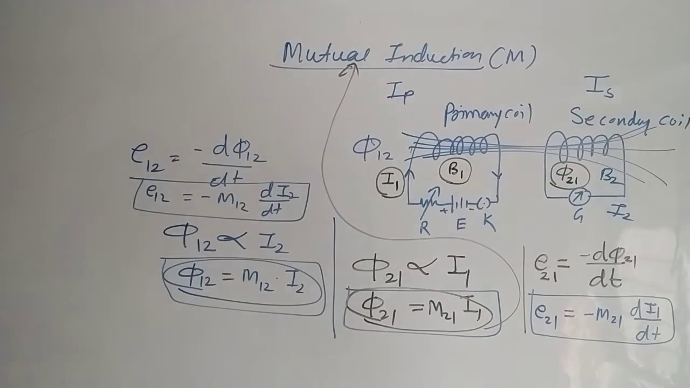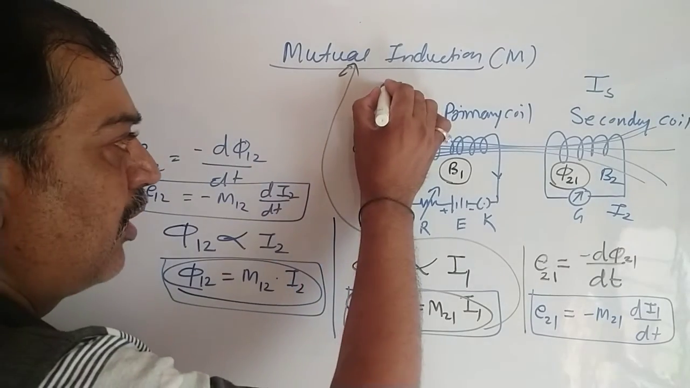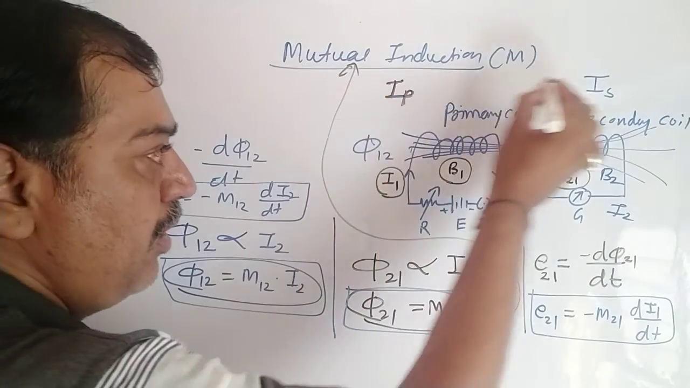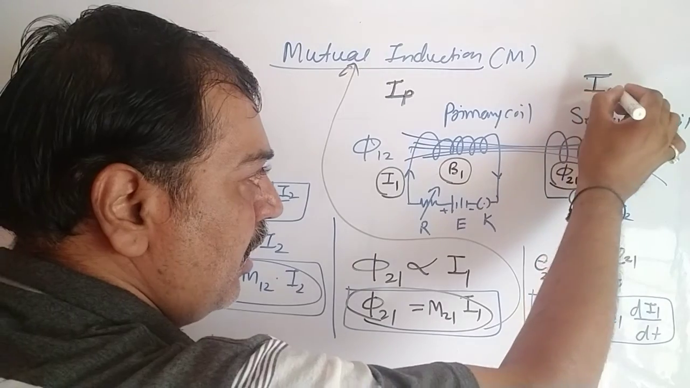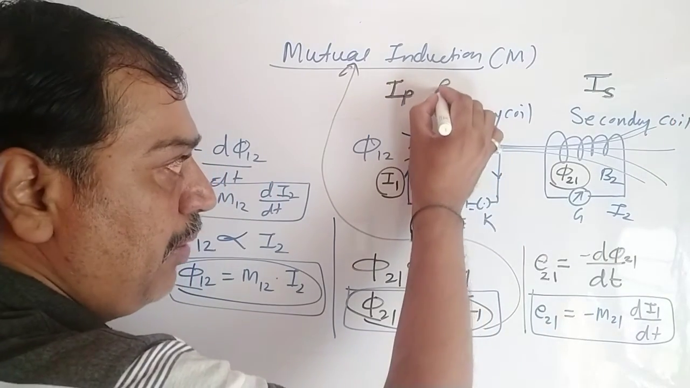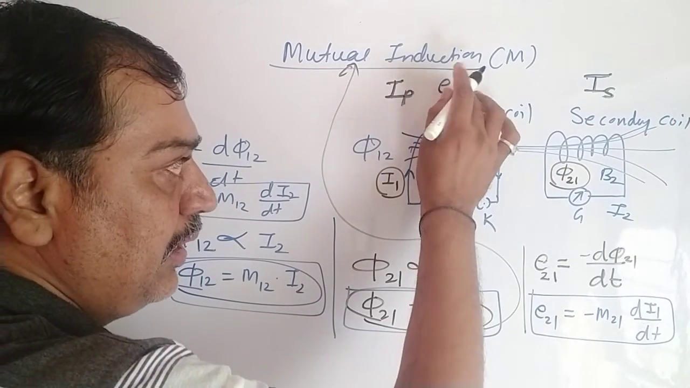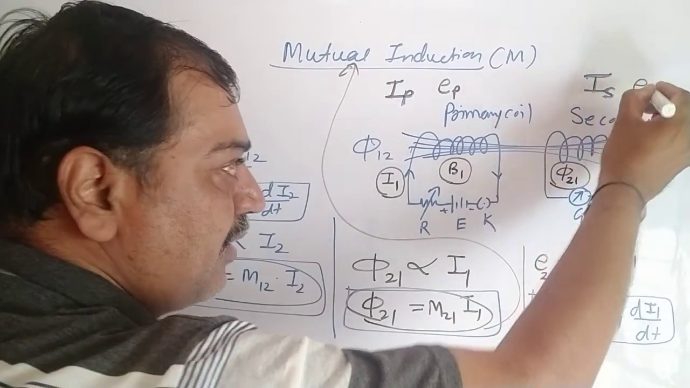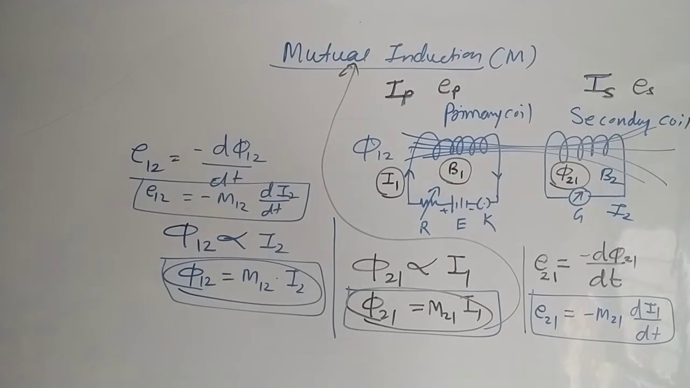Current from the primary coil is IP. Current from the secondary coil is IS. The EMF linked to the first coil is EP, and here it is ES, the EMF in the secondary coil.